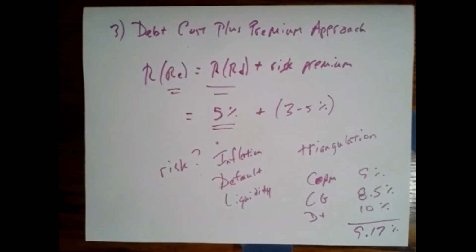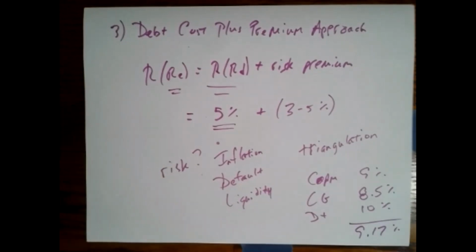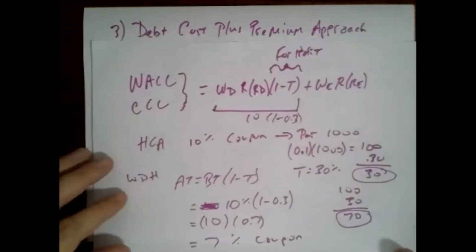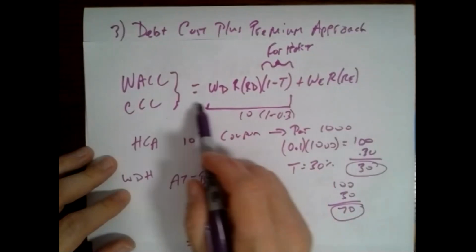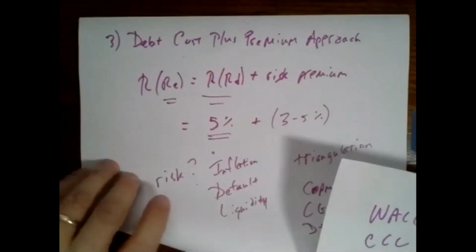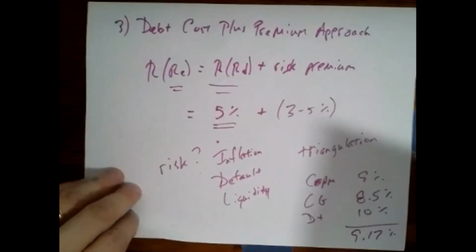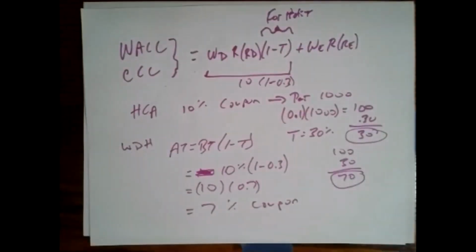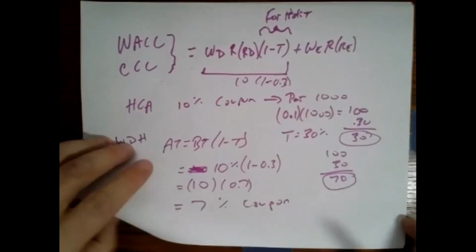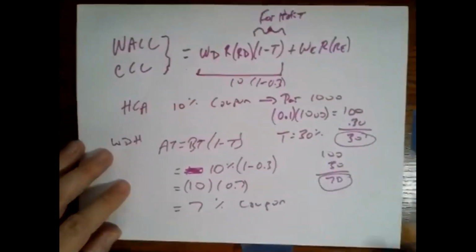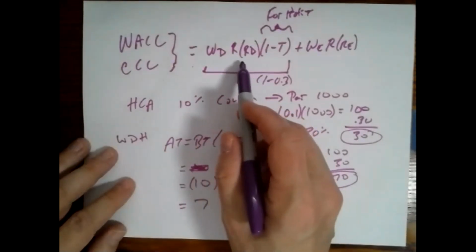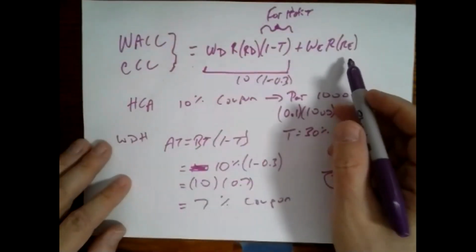Okay. So now we've talked about, in our discussion of weighted average cost of capital or corporate cost of capital, how to get at the required rate of return on the debt, the required rate of return on the equity.